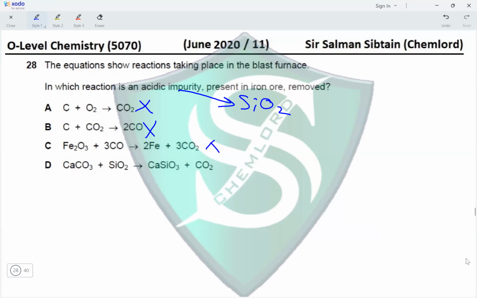And the last one, CaCO3, which is a basic salt, reacting with SiO2, which is the acidic impurity present. This reacts to produce CaSiO3 plus CO2. So this is the reaction in which an acidic impurity is being removed from the iron ore, making option D the correct option for this question.